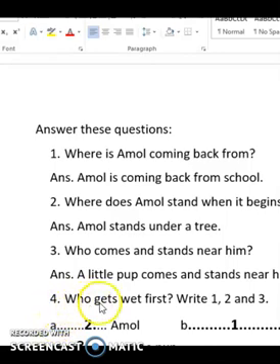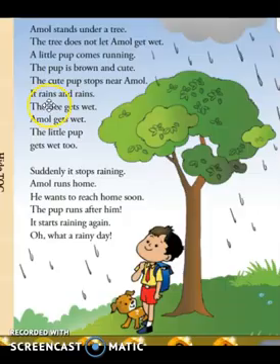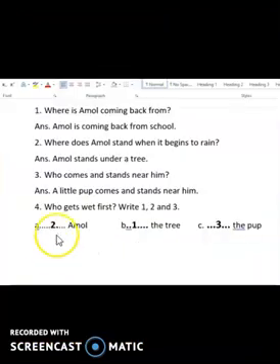Next question. Who gets wet first? You have to write 1, 2, and 3. You have the answer here. The tree gets first. So put number 1 next to the tree. Amol gets wet. So 2 before Amol. The little pup gets wet too. So number 3 for the little pup. So this is how you have to write.